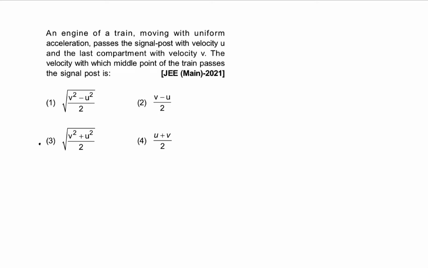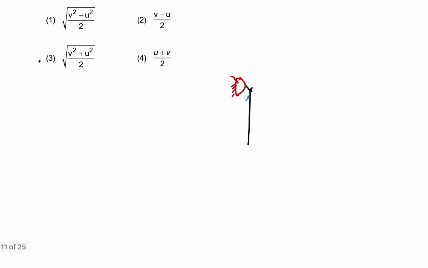Okay, now you can see the other question. An engine of a train moving with a uniform acceleration passes the signal post with velocity u and the last compartment with velocity v. The velocity with which the middle point of the train passes the signal post. Let us consider there is a signal located here. Assume that this is a signal. I will write properly. Let us consider this is a signal. This signal is there like this. Red signal is there.